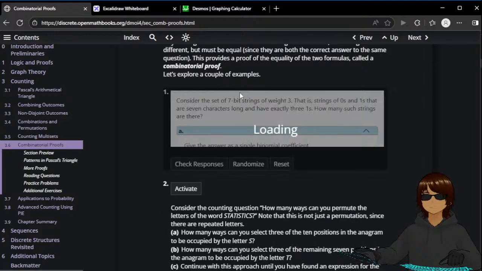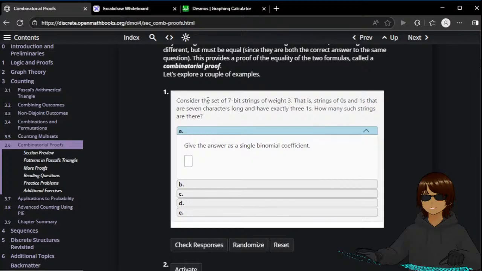Consider the set of 7-bit strings of weight 3. That is, strings of zeros and ones that are 7 characters long and have exactly 3 ones. How many such strings are there? Give the answer as a single binomial coefficient.